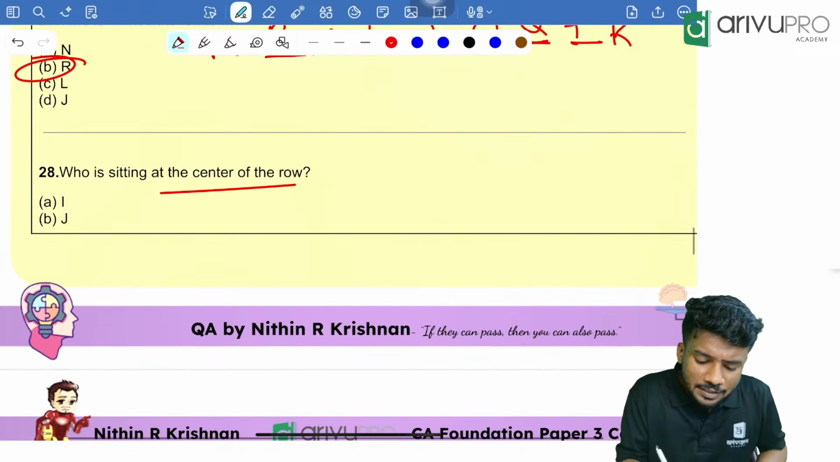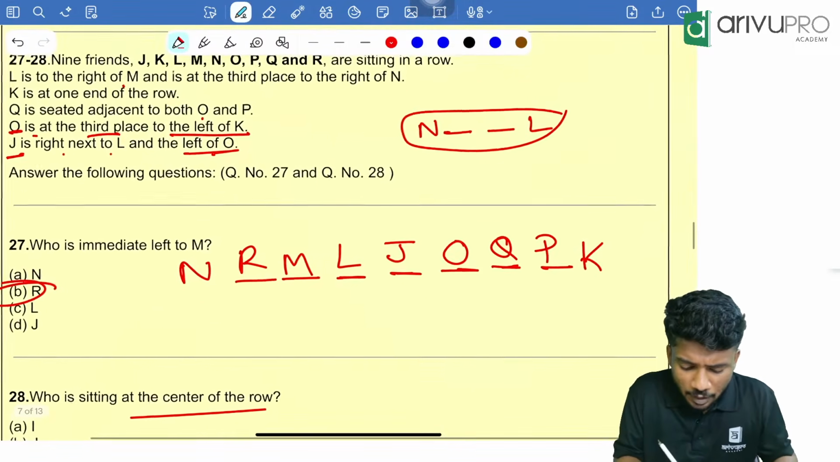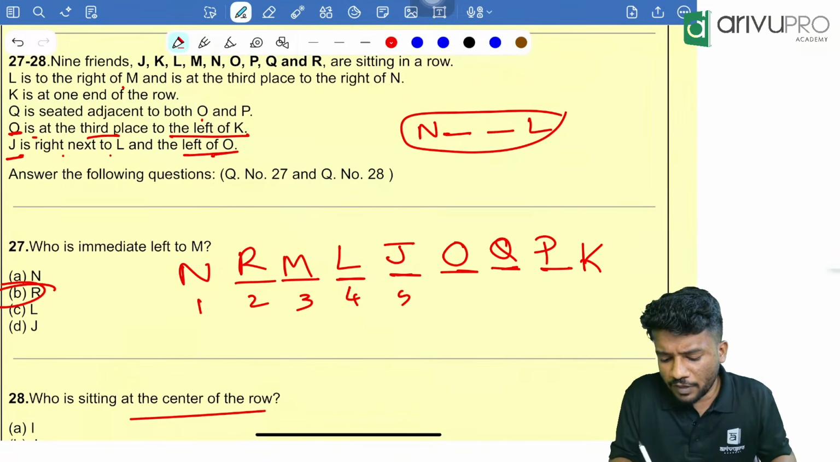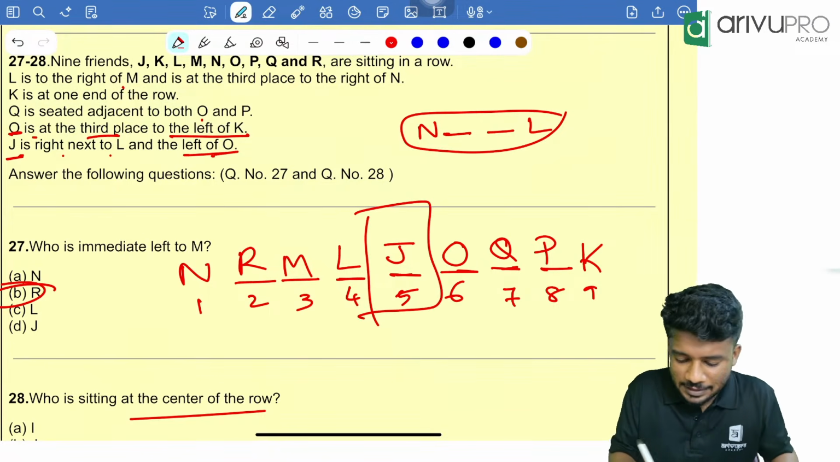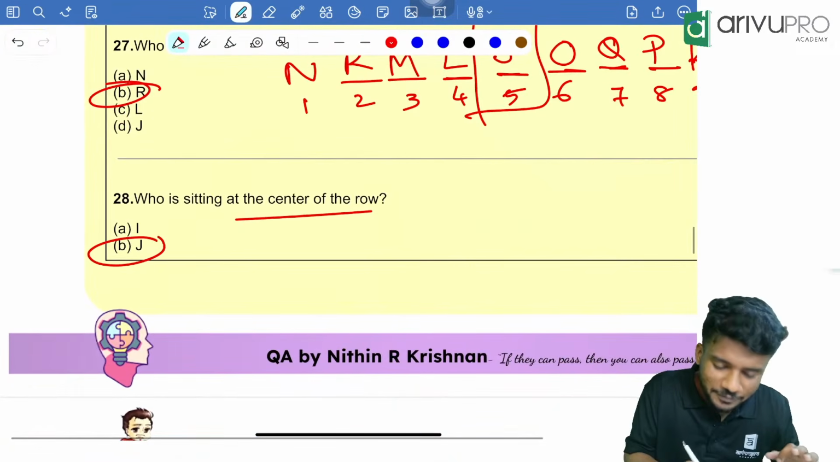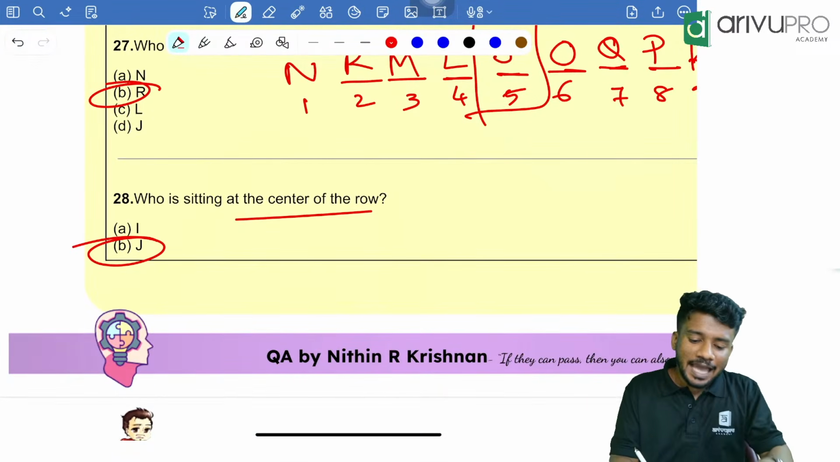Who is sitting at the center of the row now? How many people are there? 1, 2, 3, 4, 5, 6, 7, 8, 9 people are there in total. That means J is sitting at the center of the row. Option B is the answer.